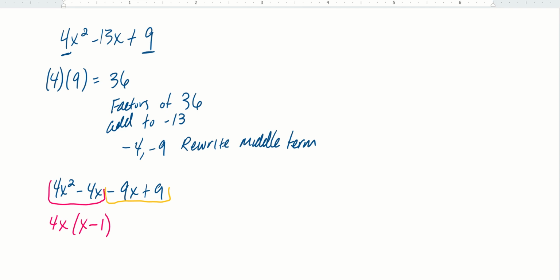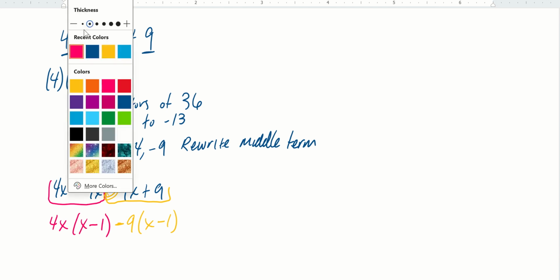Okay, now this is really important. You have to remember to just bring down whatever sign is right here. Both of these, the greatest common factor is 9. -9x divided by -9 is x. 9 divided by -9 is -1. So that's a good sign. I have the term inside the parentheses is identical.